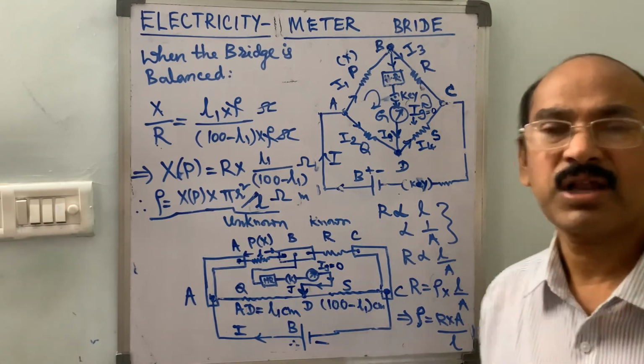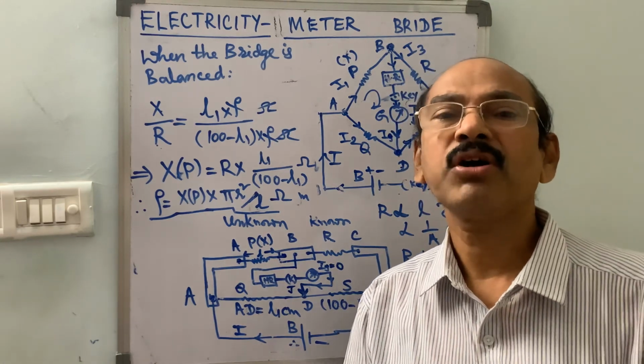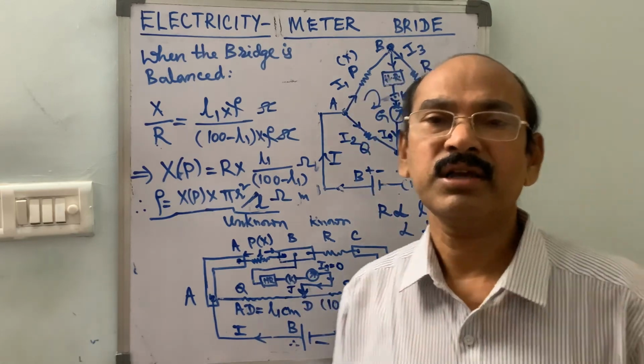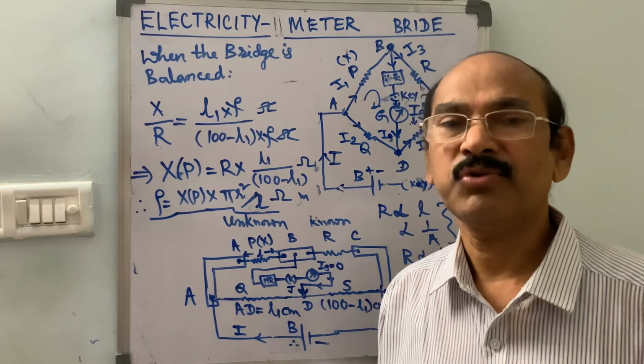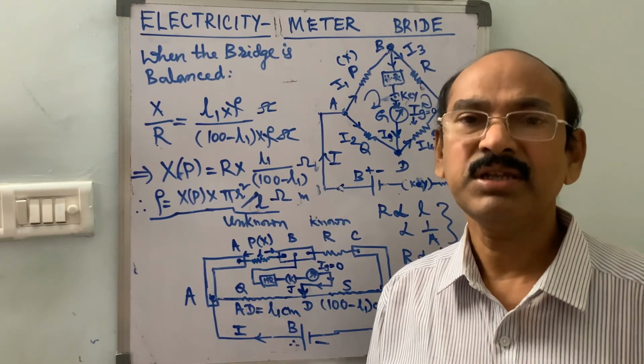In the next class we shall discuss the moving coil galvanometer, its construction, working, the expression for measurement and its application as an ammeter and voltmeter, and also superconductivity in the next chapter.